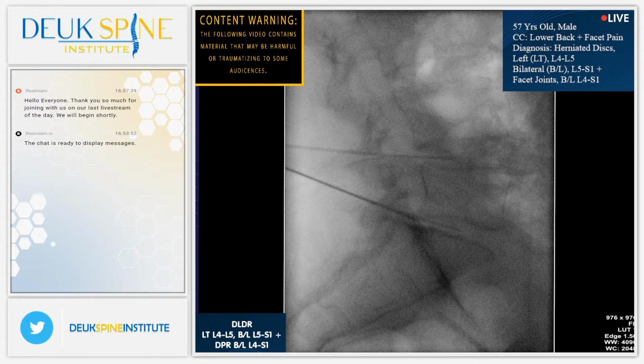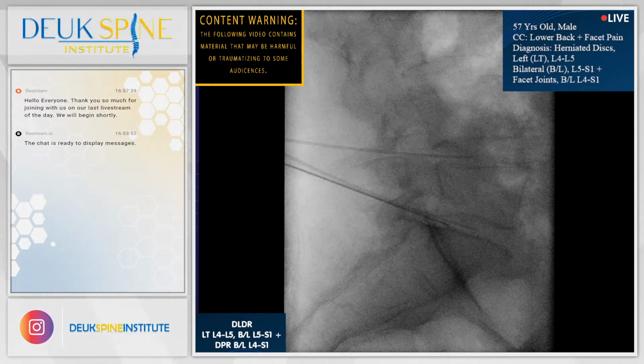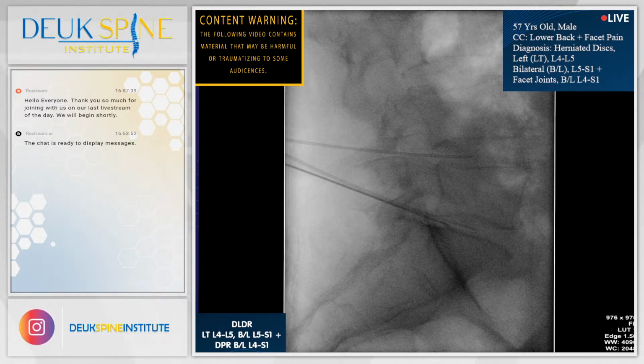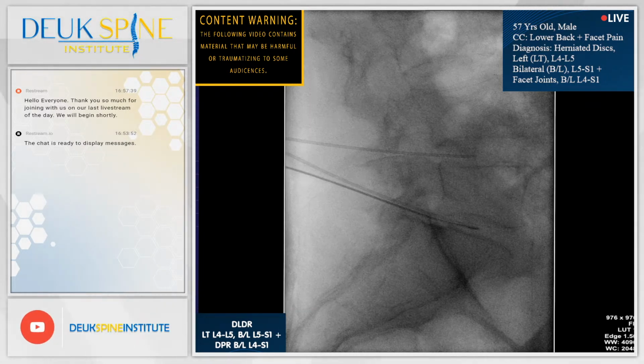I'm encountering a lot of bone here. Interesting. I don't know why. He's not had prior back surgery, right? No. Oh, there we go. Little progress. Interesting. Well, he's calcifying. Oh, there. Let's see if we're in the disc there.